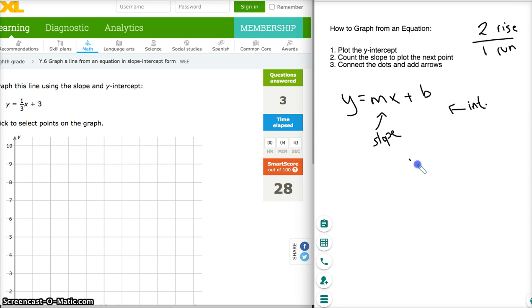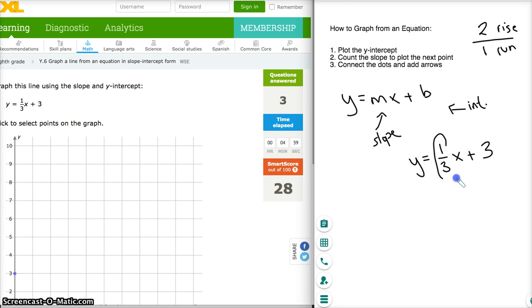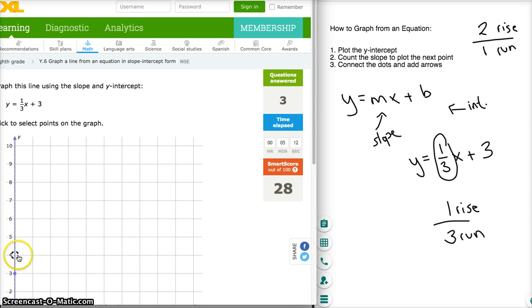Here's another one, 1/3 x plus 3. This is a good one. So y equals 1/3 x plus 3. Same rules. We start on our y-intercept, which here is 3. And now we have to figure out our slope. So our slope is rise over run. We know that our slope is 1/3. So rise over run. So we're going to rise 1 and we're going to run 3. So from 3, our y-intercept, we're going to rise 1 and run 3. 1, 2, 3. Push the new point here. We've got our line, and we got it correct.